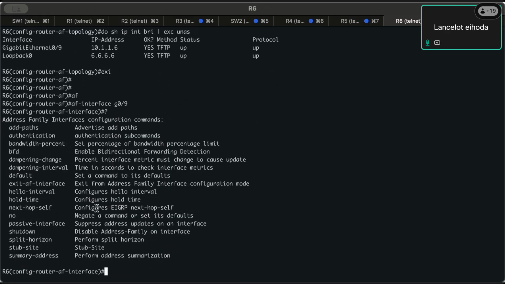Take a look at this command. By default, it actually tells itself, right, that it's the next hop. So all we need to do is disable this.